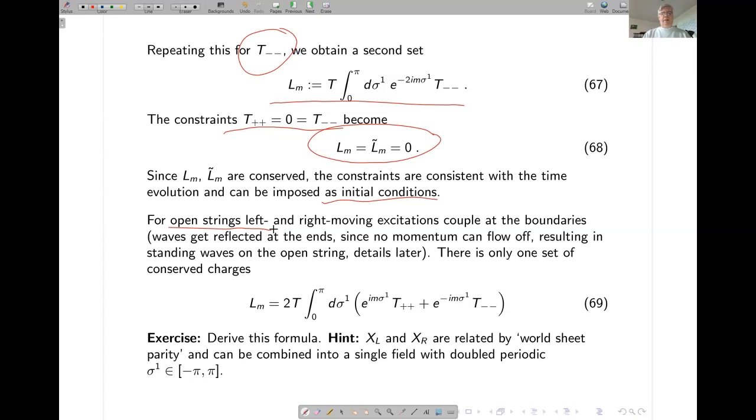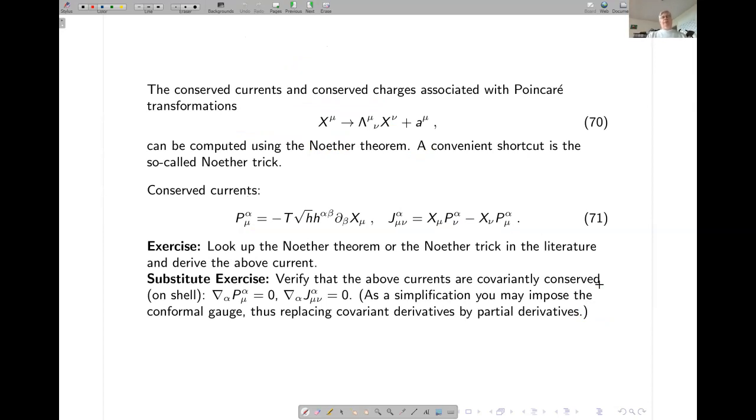But you can still construct conserved charges by combining contributions from left and right movers, or from t plus and t minus, and the resulting expression is given here in formula 69. I leave it to you to derive this formula, and I also give a hint how by a certain trick you can again reformulate it as a problem with periodic boundary conditions. Okay. Good, so that was conserved charges for conformal symmetry.